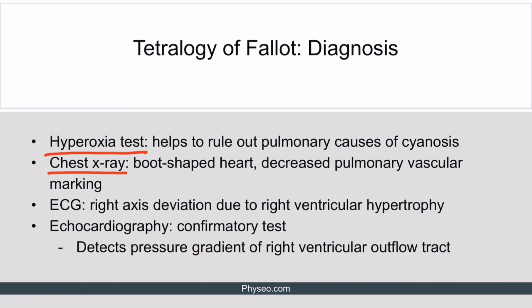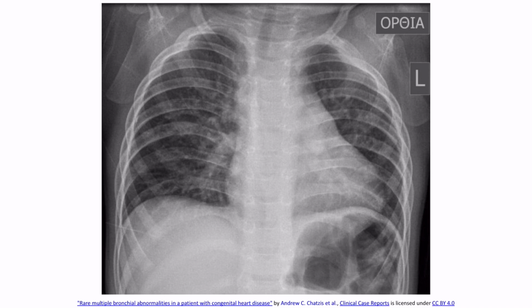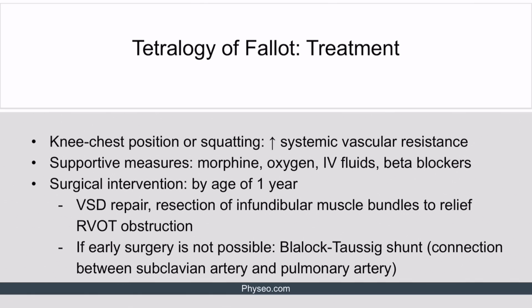There is also decreased pulmonary vascular markings due to pulmonary stenosis and decreased blood flow through the pulmonic valve. ECG reveals right axis deviation due to right ventricular hypertrophy. Echocardiography is best for the confirmation, and it can measure the pressure gradient of right ventricular outflow tract. This chest X-ray is showing the classical boot-shaped heart, which is seen in Tetralogy of Fallot. Let's move on to the treatment section.